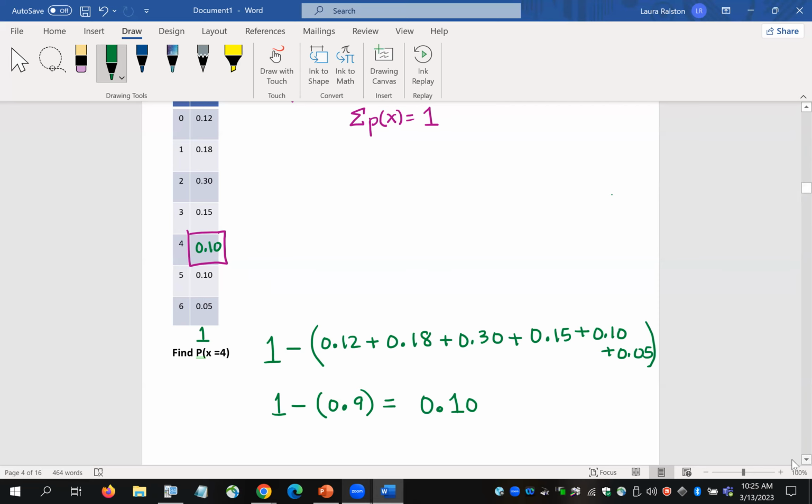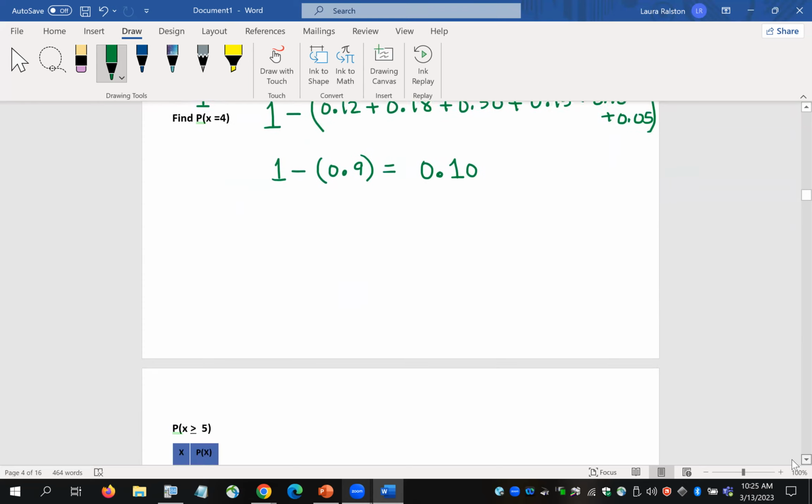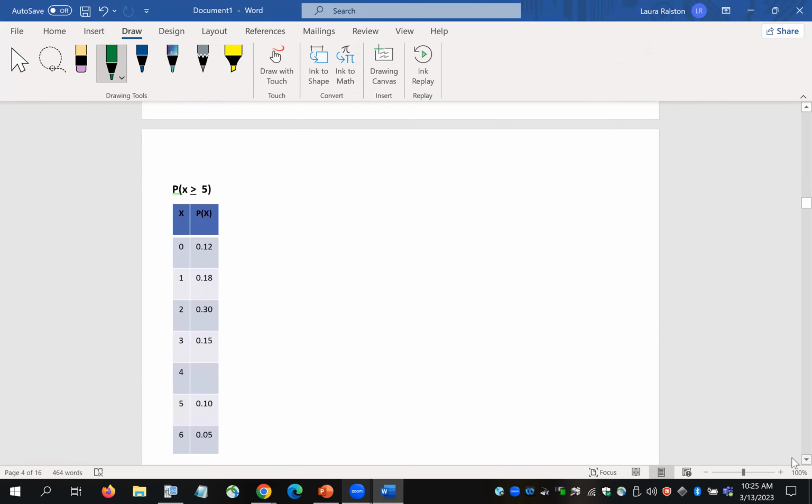I can also be asked other questions about this particular probability distribution. Now I'm going to put in my 0.10 here because we already know it's 0.10. I could be asked, what's the probability that a new hire stays longer than or equal to 5? This is the probability that X is greater than or equal to 5. Meaning, what's the probability the new hire stays 5 years or more?